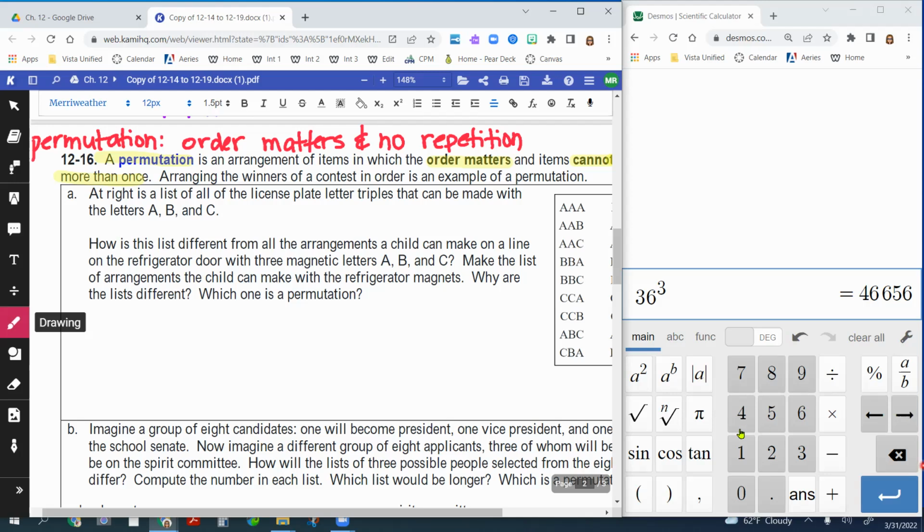So in this situation, it says, arranging the winners of a contest in order is an example of a permutation. At the right is a list of the license plate letter triples that you can make with the letters A, B, C. How is this list different from the arrangements a child can make on a line of the refrigerator door with 3 magnetic letters A, B, C? Make the list of arrangements that the child can make with the refrigerator letter magnets. Why are the lists different? Which one is a permutation?